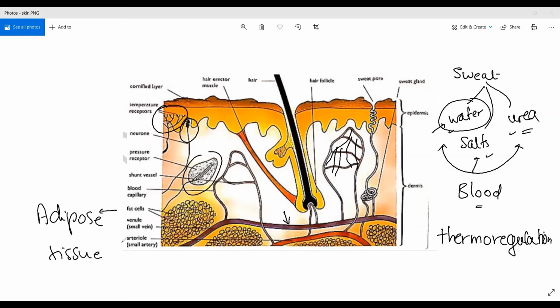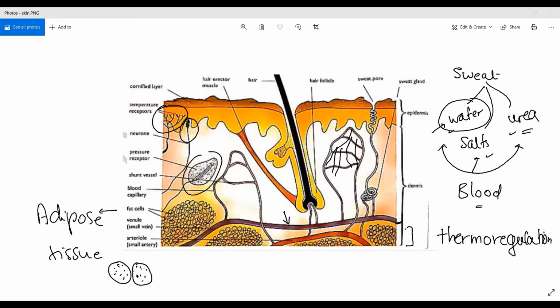Adipose tissue is a tissue that is formed of fat cells, just below the dermis. The dermis goes until here and that's it. This is a layer of adipose tissue, and the tissue here is made of cells that contain large drops of fat or oil droplets inside these cells.